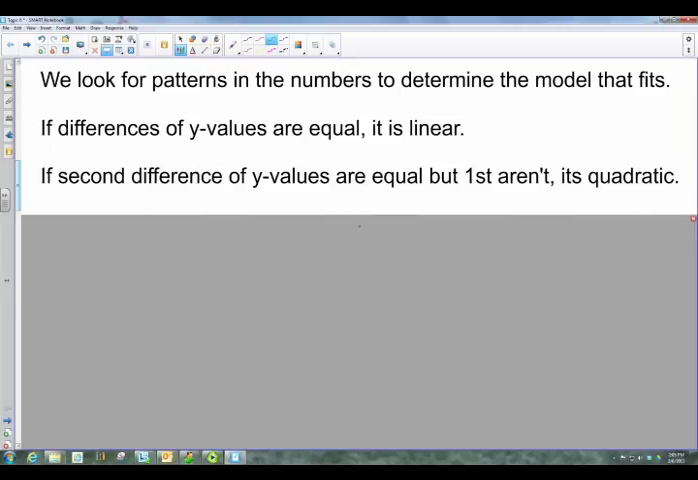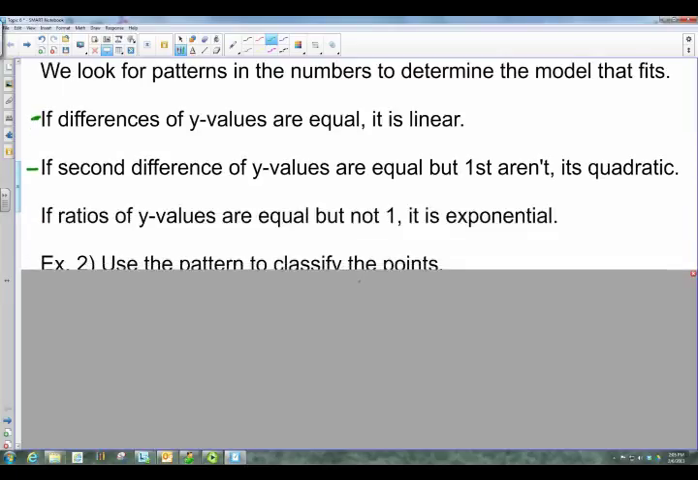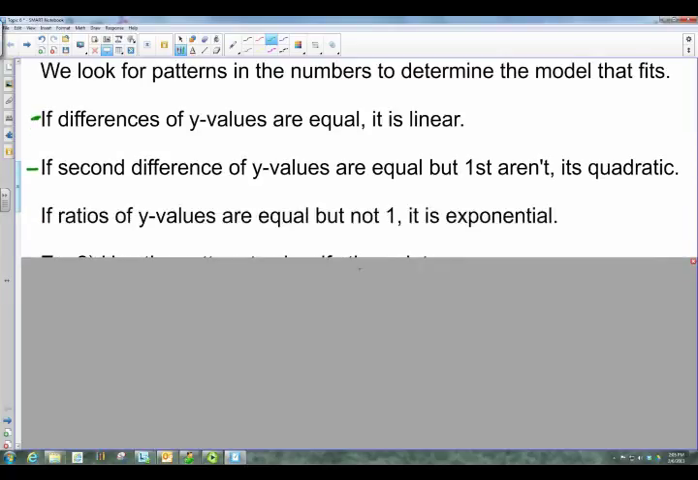The second possibility: if the second differences of the y values are equal, but the first aren't, it is quadratic. I'll show you an example of this so you can see what I mean. In this first one where it's linear, this is the first difference. Down here it's the second difference, meaning you have to subtract twice. Now the third possibility: we saw linear, we saw quadratic, and the third one is exponential.